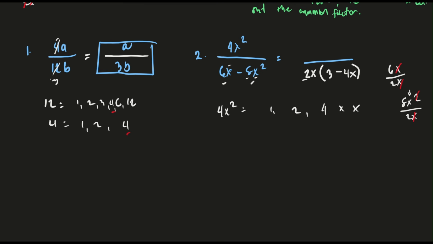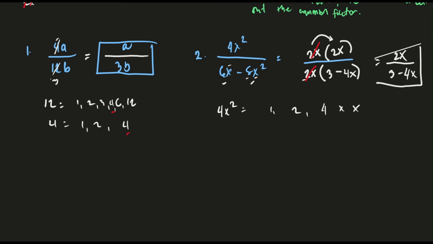Now, our numerator can be factored in the form 2x times 2x, because when you multiply these values, you would end up with 4x squared. Okay? Now, cancel out the common factors. Cancel out 2x. Therefore, our final answer would be 2x divided by 3 minus 4x. And this would be the final answer. Okay?